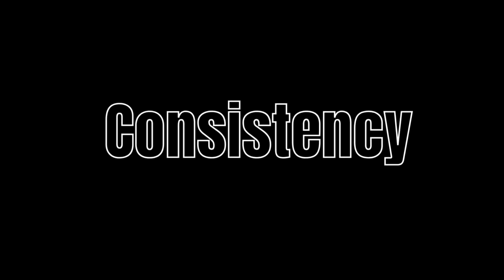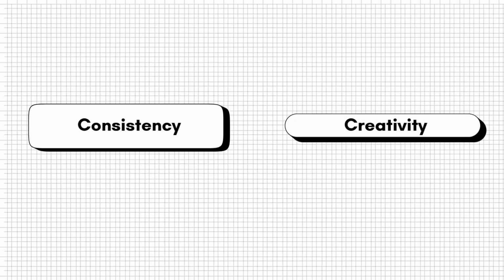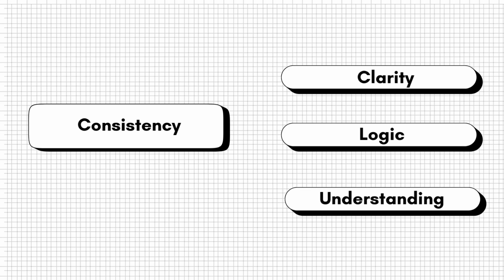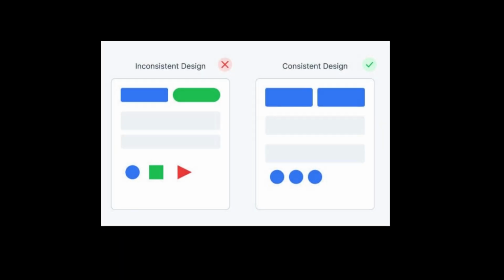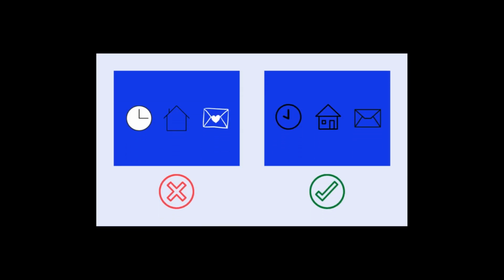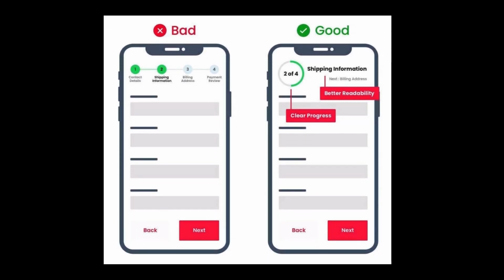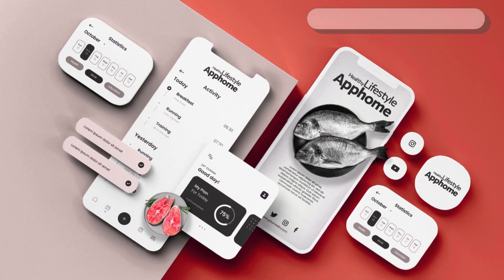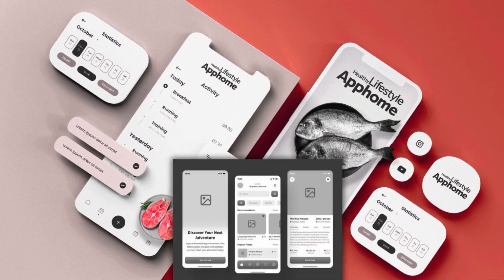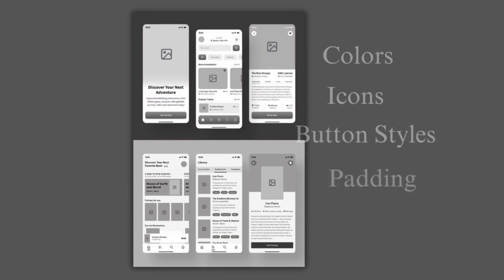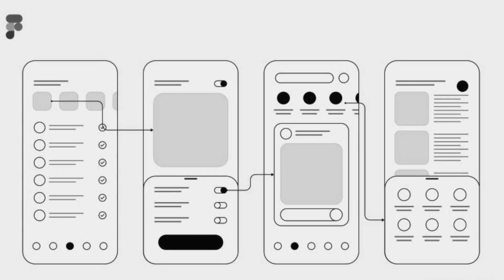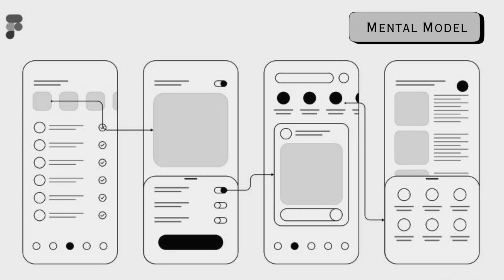In UI UX design, consistency is not just about creativity, it is about clarity, logic, and understanding the user requirements. Inconsistent designs make the user question everything. Consistency in website and application design makes the interface feel reliable to the user. For the entire framework, you should use consistent colors, button styles, icons, paddings, and typography. It simplifies the structure for the user and builds a mental model of how your product works.